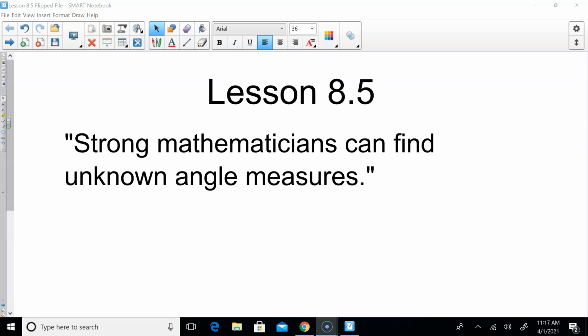Welcome, class, to Lesson 8-5. Today, strong mathematicians can find unknown angle measures. You can grab your notebook, a pencil, write down today's date, the name of the lesson, and let's get started.